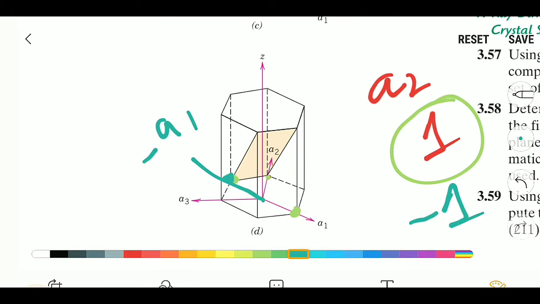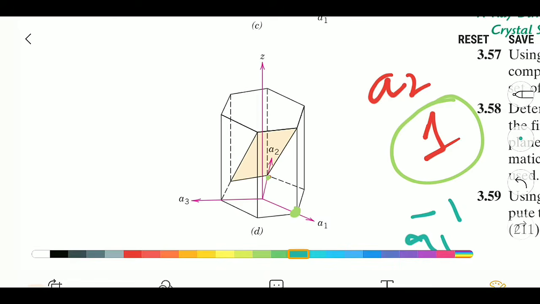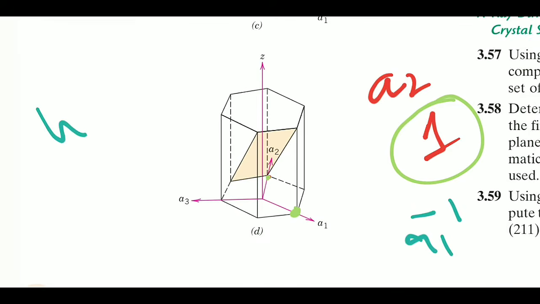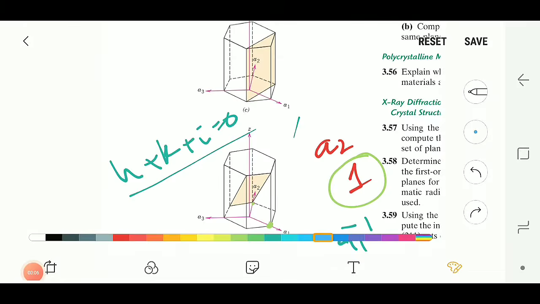Two of the intercepts are known now, and these two, the a1 and a2 intercepts, will give us h and k, and we can easily find out I by using the equation h plus k plus I equal to 0. So we do not need to worry about the a3 intercept, like we don't need to make any guesses. I think the index will come out to be 0, but we'll see. We can confirm it by using this equation at the end. So the a2 and a1 intercepts are confirmed now.